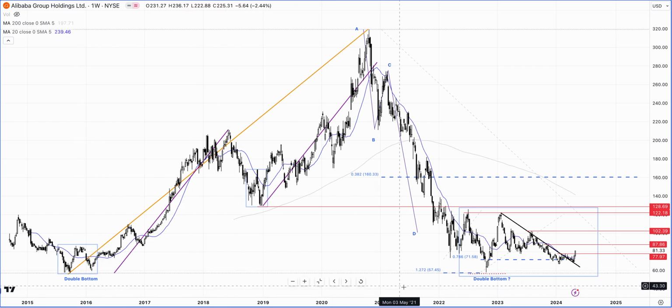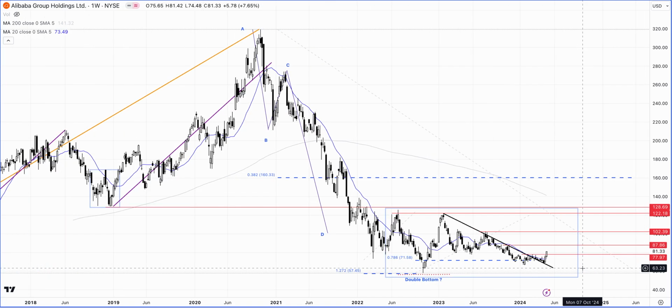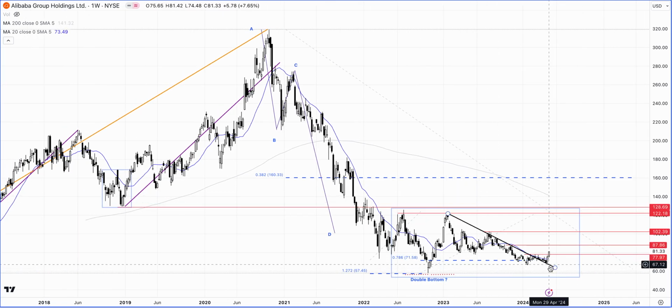So a double bottom around here, double bottom with respect to this, and it rallied, but it was not able to take out this swing high. So it just went into a very long consolidation, in my opinion, moving lower. And here, this is another double bottom, in my opinion. Now, if we just draw a trend line on this chart, we can see the last two consecutive weekly closes.